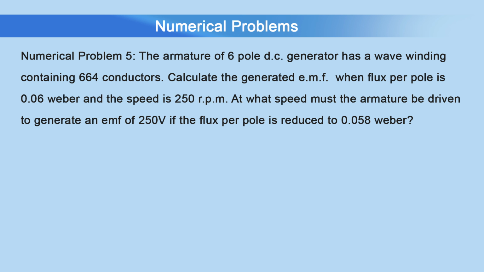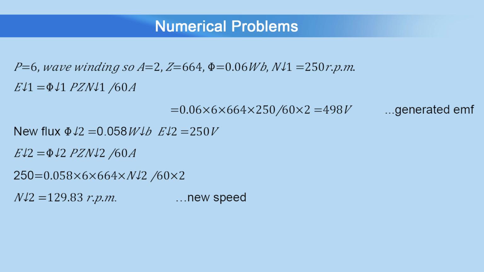So in this particular question, the generator parameters are different, and we have to calculate the speed at some different condition. So let us see what values are given. In this particular question, number of poles are given, which is P is equal to 6, and here there is a wave winding, which means number of parallel paths is equal to 2, and total number of conductors is equal to 664, and flux is equal to 0.06 Weber, and the speed in condition 1 is 250 rpm.